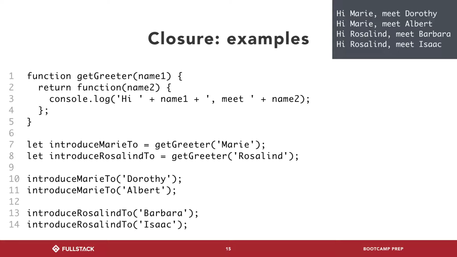Right? So we use the same function multiple times, except each time there's a slight difference based on what we fed into it when it was being created. Without this context, if I wanted to create an introduce Marie to or introduce Rosalind to function, I really couldn't unless I literally copy and pasted 2 functions that are exactly the same, except in one I have let name equals Marie, and in the other I have let name equals Rosalind. Now I'm able to have one function, and I can pass in whatever name I want, and the anonymous function that I get back from that will permanently remember that name 1 value.